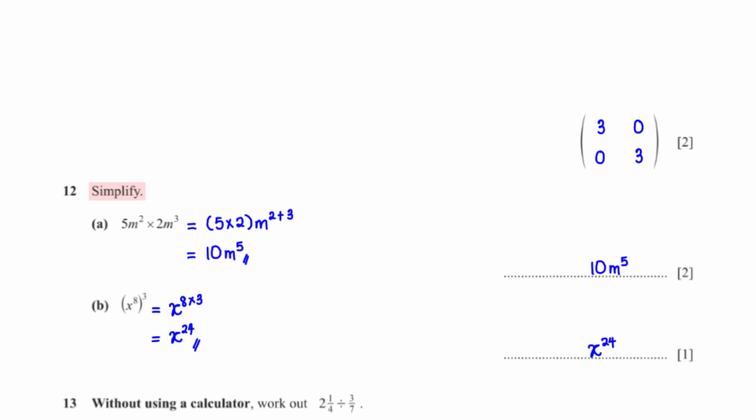Simplify x raised to the power 8 all cubed. The powers of x multiply, so we can rewrite this as x raised to the power 8 times 3. 8 times 3 is 24, and so our final answer here is x raised to the power 24.